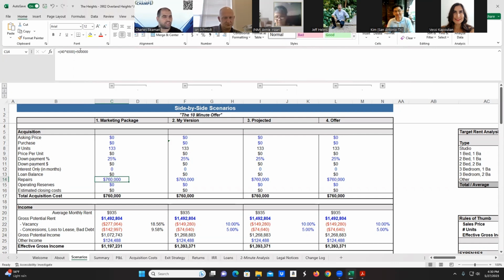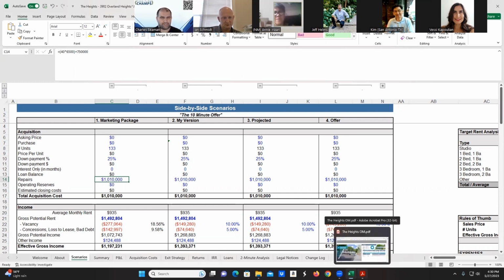I might even up it a little more to 750, just because I really like the total budget to be closer to $1 million. So it may not seem like it, but $1 million can go very quickly on a property this size, and you'd be surprised how little that gets you nowadays.